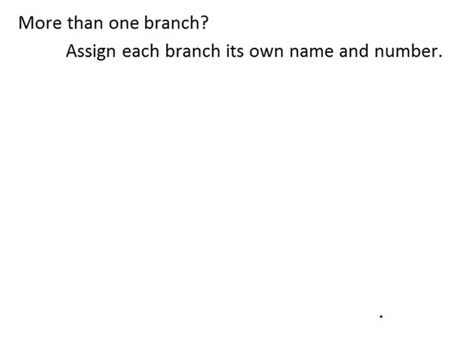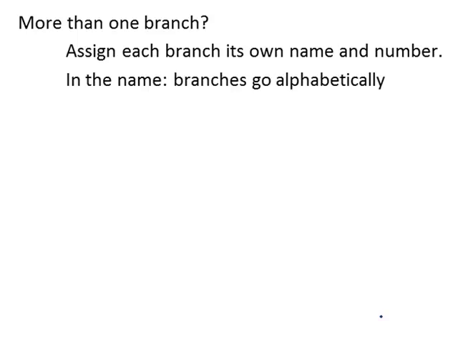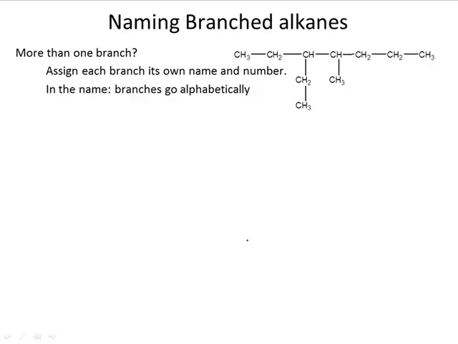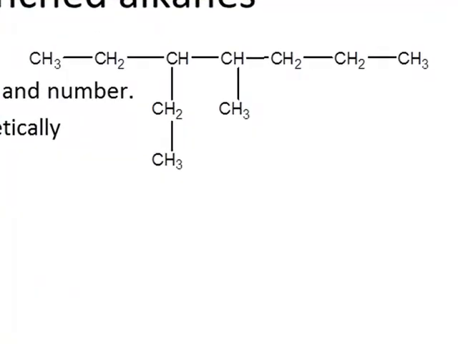Notice that you'll have to number so you get the lowest possible numbers, but you can only number once. You can't choose to change direction when assigning these branches. Then when you put the name together, the branches will go in order alphabetically. Let's do this one as an example. Go ahead and pause the video.